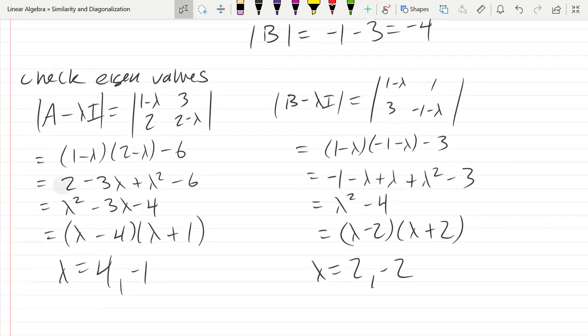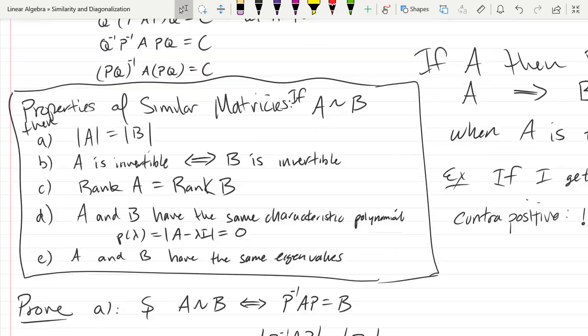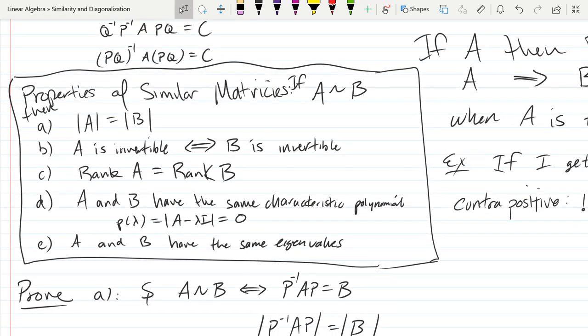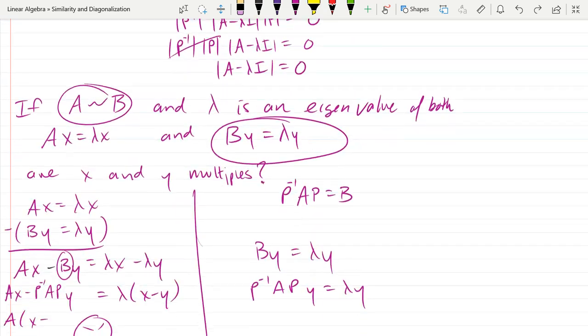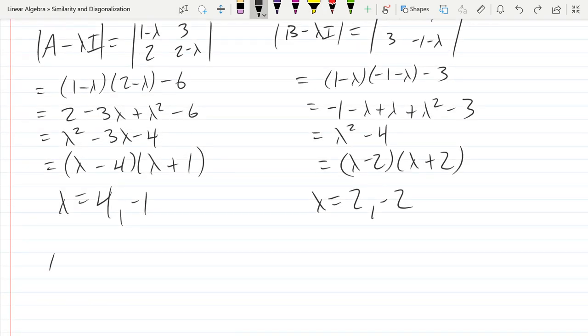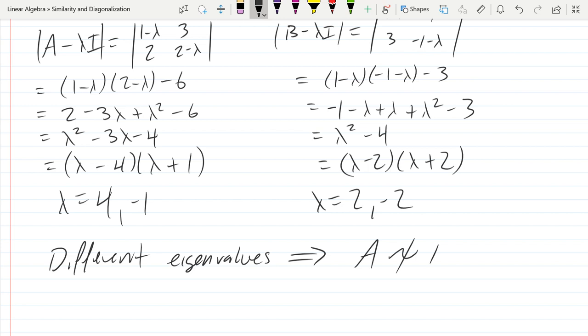All right, so what we showed is not number E. So E didn't work. So what that means is our hypothesis is not happening. So that's what we just showed. Different eigenvalues imply A is not similar to B.